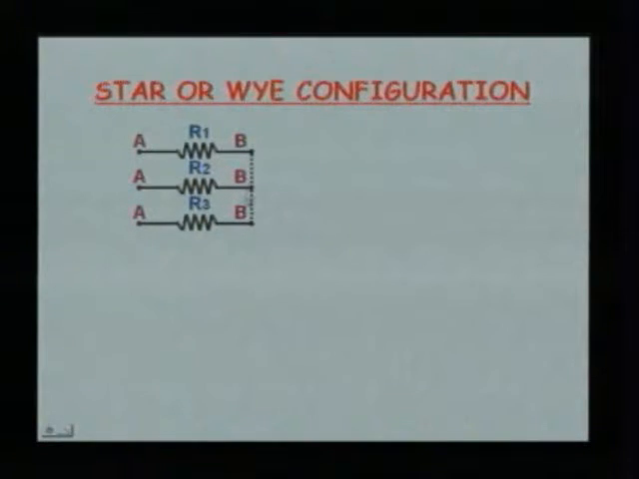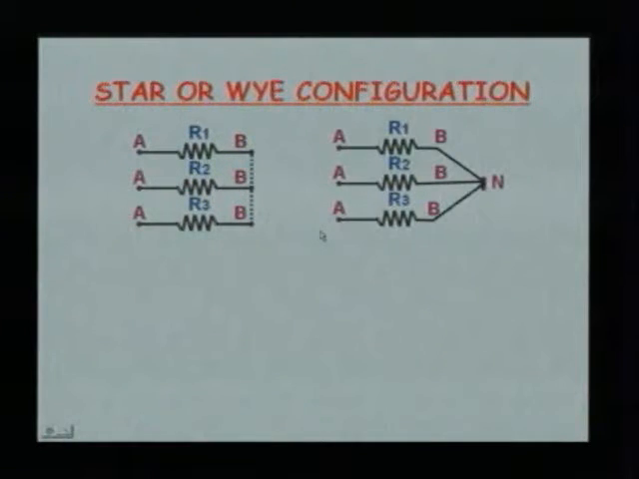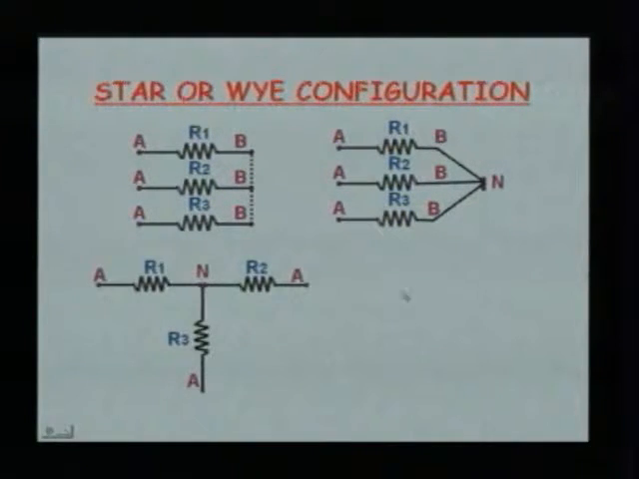We are connected all the B ends. So, the same is we see these 3 are shorted, is not it. So, we can put down the same figure like this. All the terminals are brought and connected to a common point which is known as N.